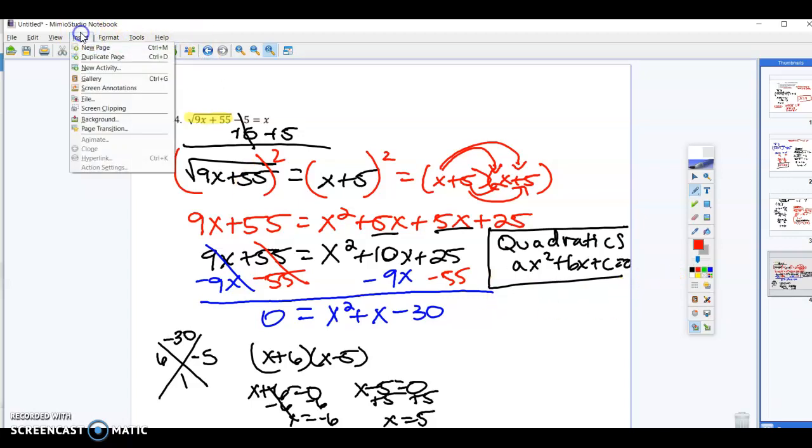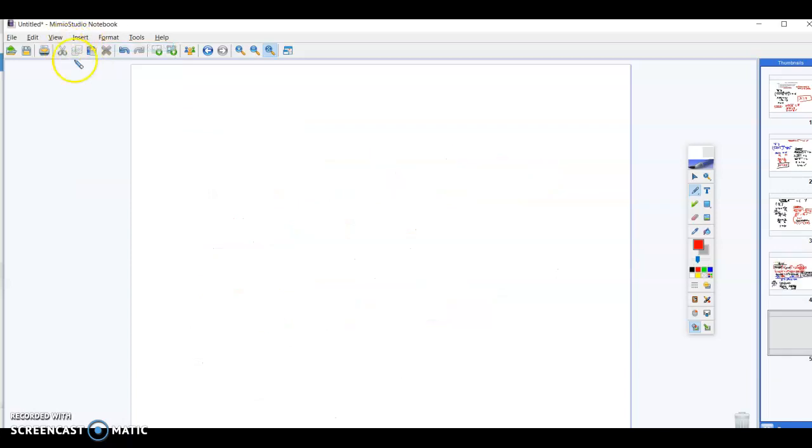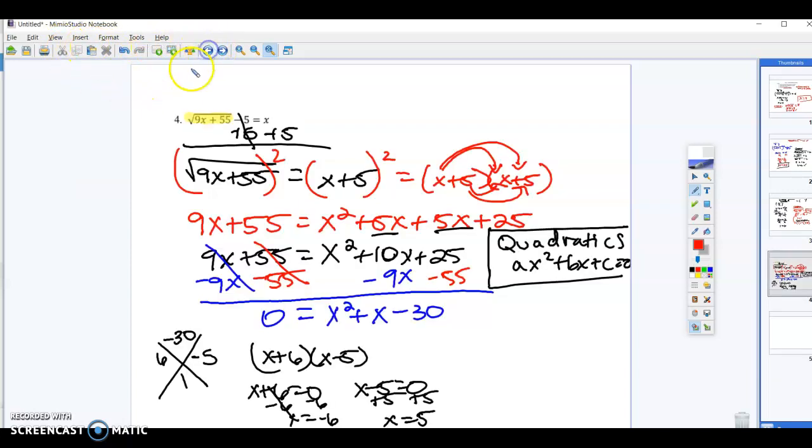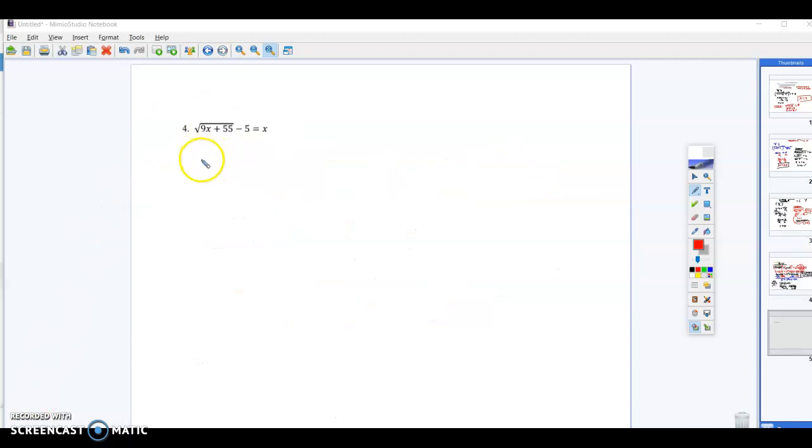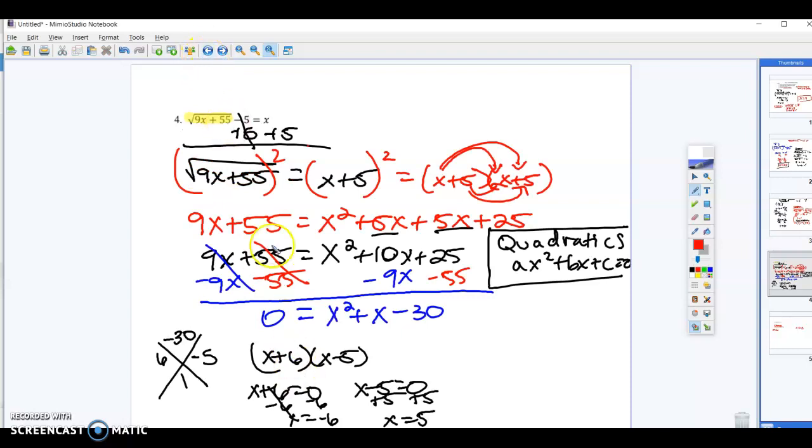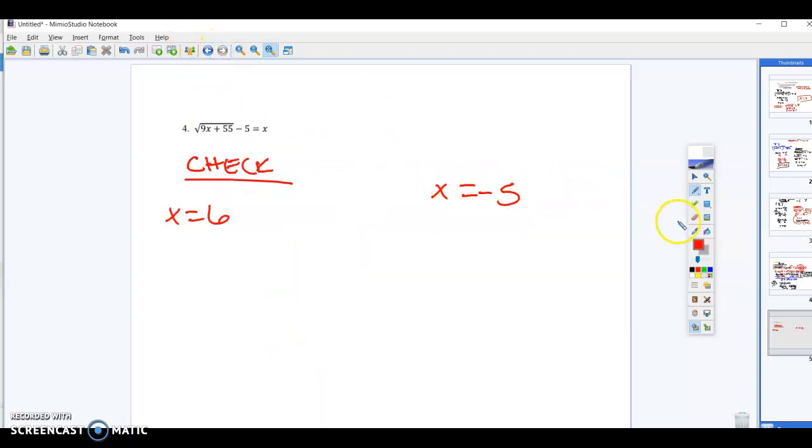So this is step 4, so we're going to check. So we're going to plug in x equals 6 and negative 5, right? That's what we found. Negative 6 and positive 5. That's right. My bad. Okay, and you've got to be mindful of those negatives and positives, so make sure that you pay attention to those.